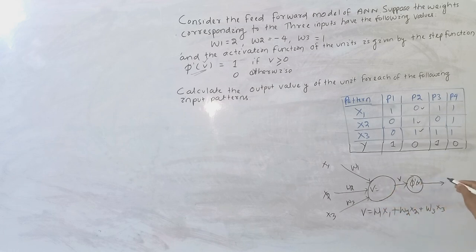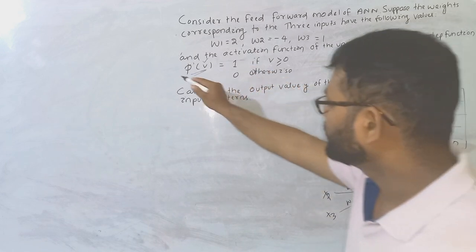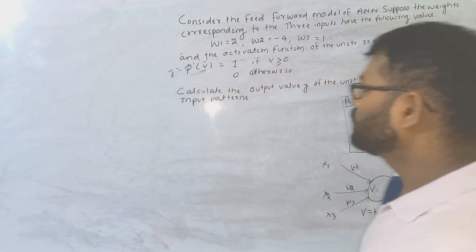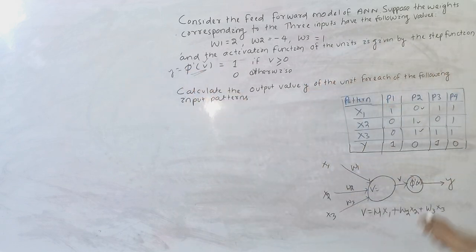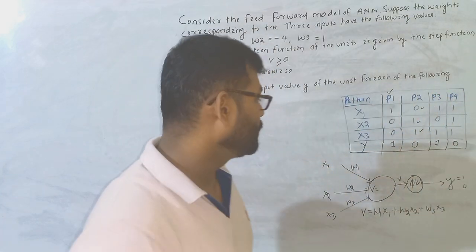The activation function will produce output with a condition. This is your y, you can write y. So how are you going to get y? If this value is greater than 0, your output is going to be 1, otherwise 0. Okay, so let's do that. Let's first take pattern 1 and see how it is working.